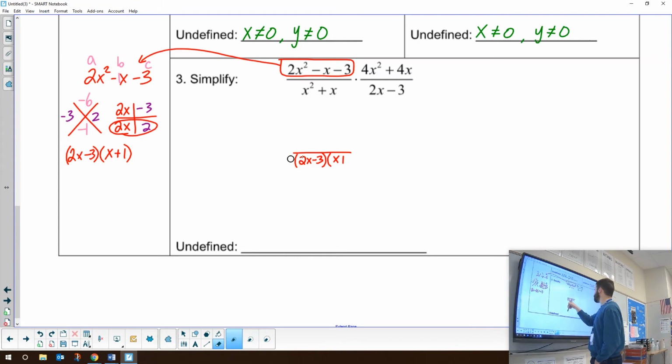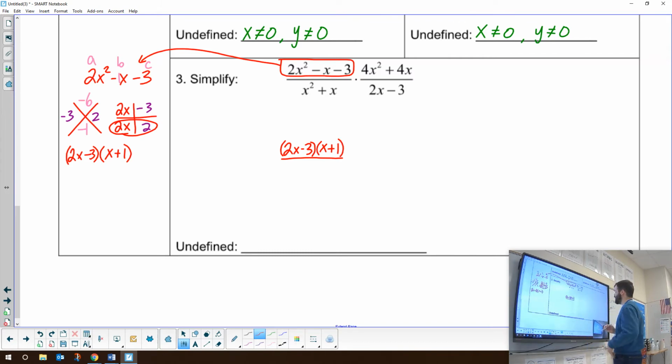And I don't know why I'm putting this on the bottom. Obviously, this should go on the top of my fraction. So let's draw my fraction again. On top of my fraction, we're going to have 2x minus 3 times x plus 1. All right, there's the top of my fraction. Now let's factor the bottom of my fraction.